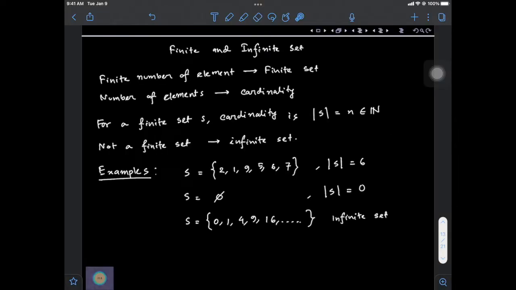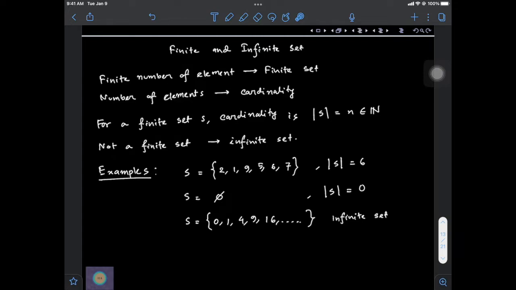In this video, we will take a look at the definitions of finite and infinite set as well as cardinality. A set that has a finite number of elements is called a finite set simply. The number of elements of a finite set is a natural number, which is a non-negative integer. The number of elements of a set is called its cardinality. So for example, for any finite set S, its cardinality is written like this, where the cardinality of S is equal to n, which is a subset of the set of natural numbers.